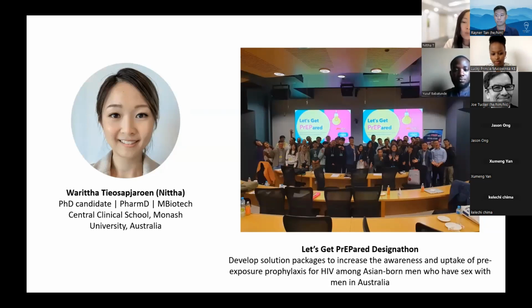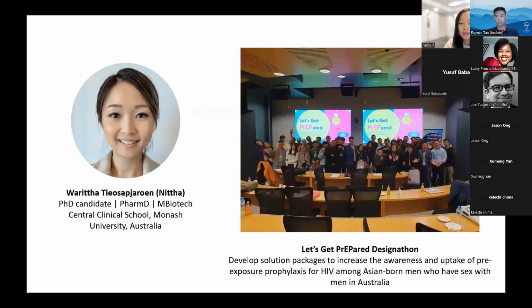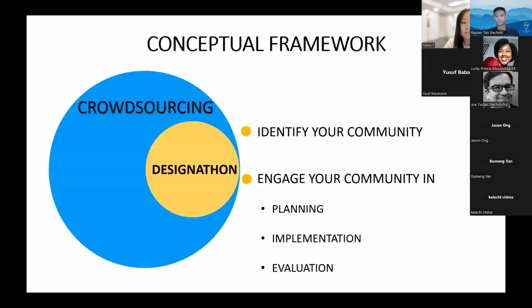So the Designathon went well, and we are now in the stage of implementing the finalist solution in a clinical trial to measure its effectiveness. So that's all about myself. Now let's move to the conceptual framework for Designathons. Designathons are underneath the larger categories of crowdsourcing. Researchers who organize Designathons may be interested to use human-centered design approaches to identify the community and engage them in the planning, implementation, and evaluations of Designathon.